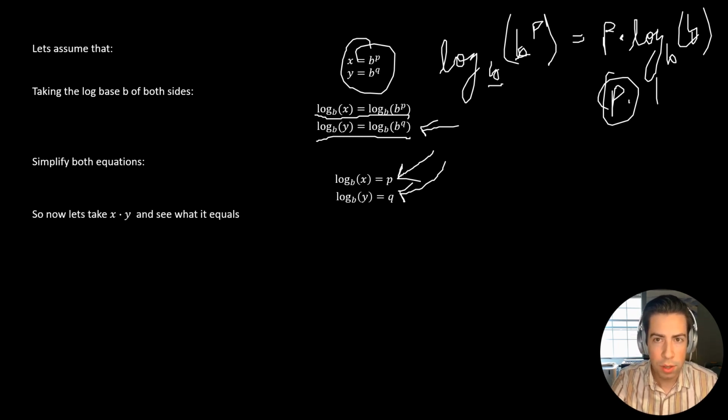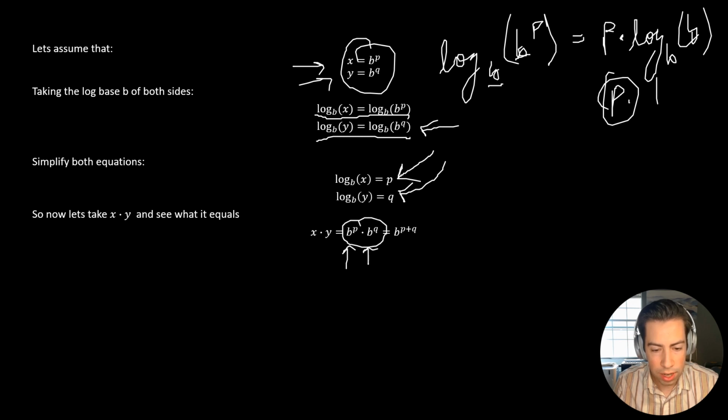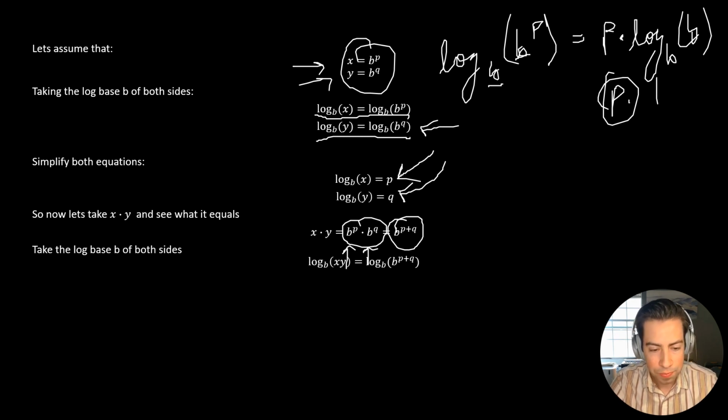So now what I want to do is I want to say, okay, well, what's x times y, right? So if I take these values for x and these values for y, and I plug them in here, I get this, right? B to the p power times b to the q power. Now, whenever I simplify this using our exponent rules, I get b to the p plus q. So we just talked about that, right? So that is what it's going to equal.